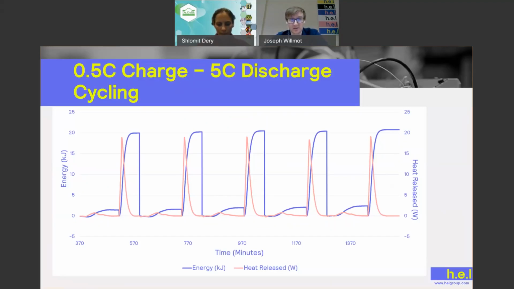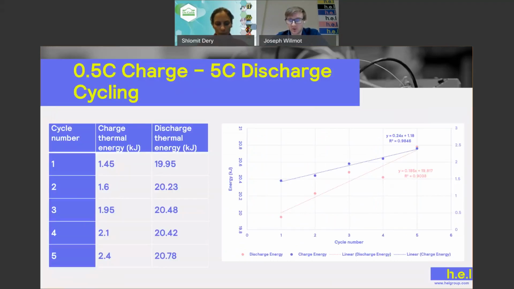Unless your eyes are better than mine, it's still very hard to compare all of these energy values. So in table format again, we can see quite clearly a trend here. The amount of thermal energy given off from this cell has increased for both the charging and the discharging of the cell, which shows that this is quite rapidly aging the cell, potentially to a point where it becomes dangerous to use or something like that.